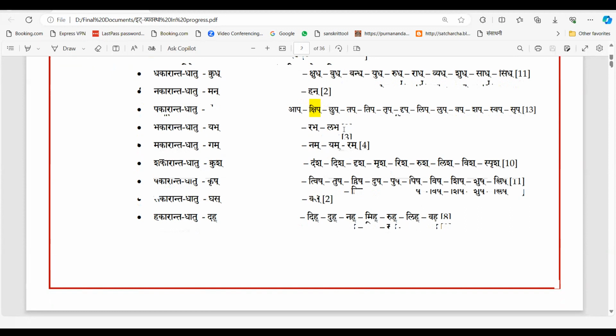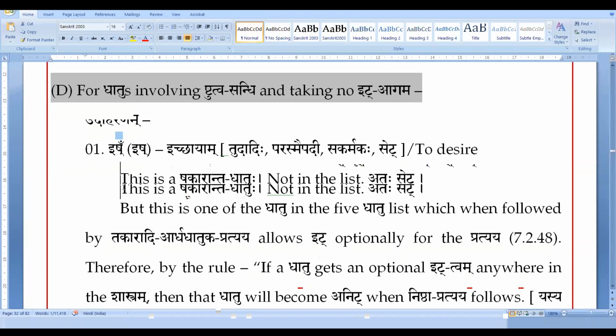Because it is set, the dhatu must not be anudatta. It is ekaj, but not anudatta. All this can be inferred. This is a shakaranta dhatu not in the list, therefore it must be set, and we can understand the dhatu must be ananudatta. It means it is ekaj but not anudatta. So this is one of the dhatus, but for ish dhatu you have to note what happens.